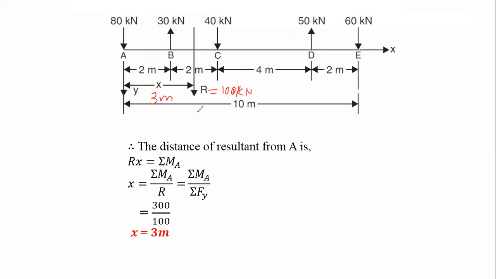It means that we have found out the magnitude of your resultant, the direction of your resultant downward, and the position of resultant over this beam from point A, that is at a distance of 3 meter from support A, and of 100 kilonewton in the downward direction. By using this moment concept and resolution concept, we are finding out the resultant of this parallel force system. Okay.